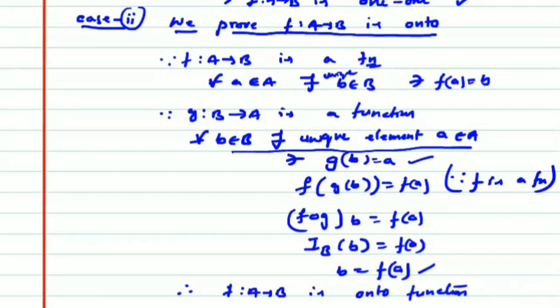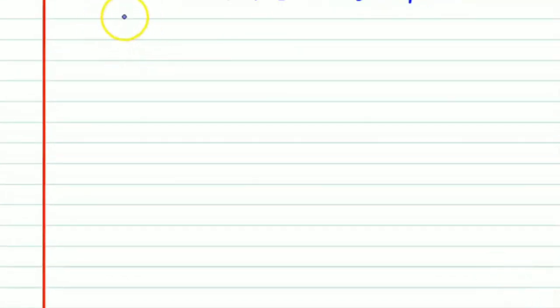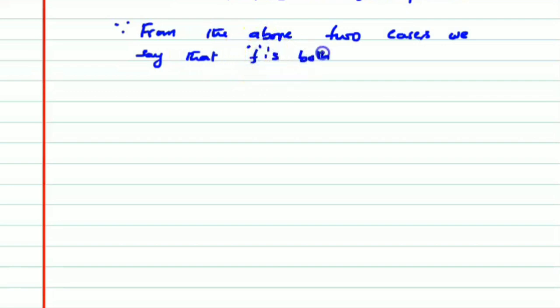Next, from the above two cases, cases 1 and 2, we say that f is both one-one and onto. Therefore, it's a bijection. So the first theorem, first part, is over.